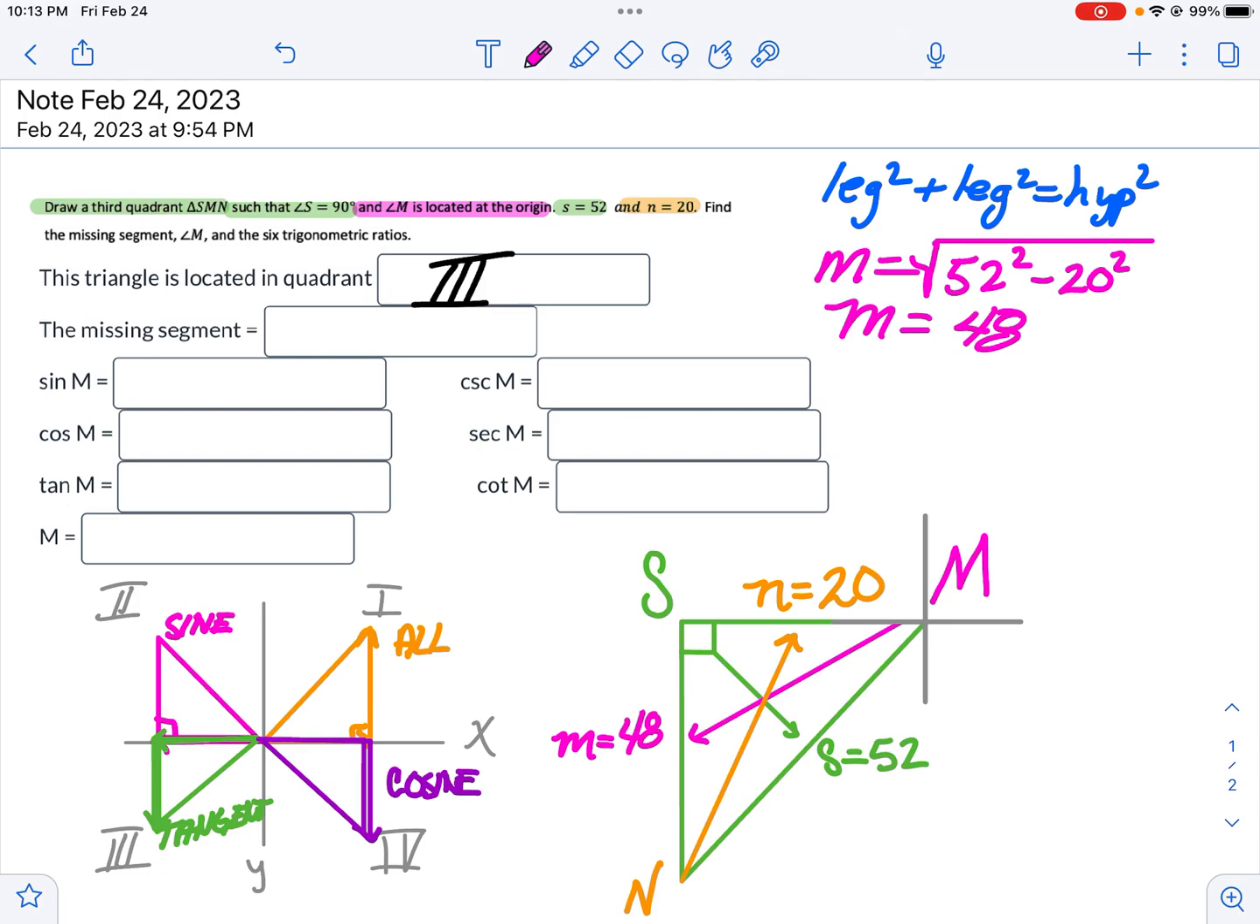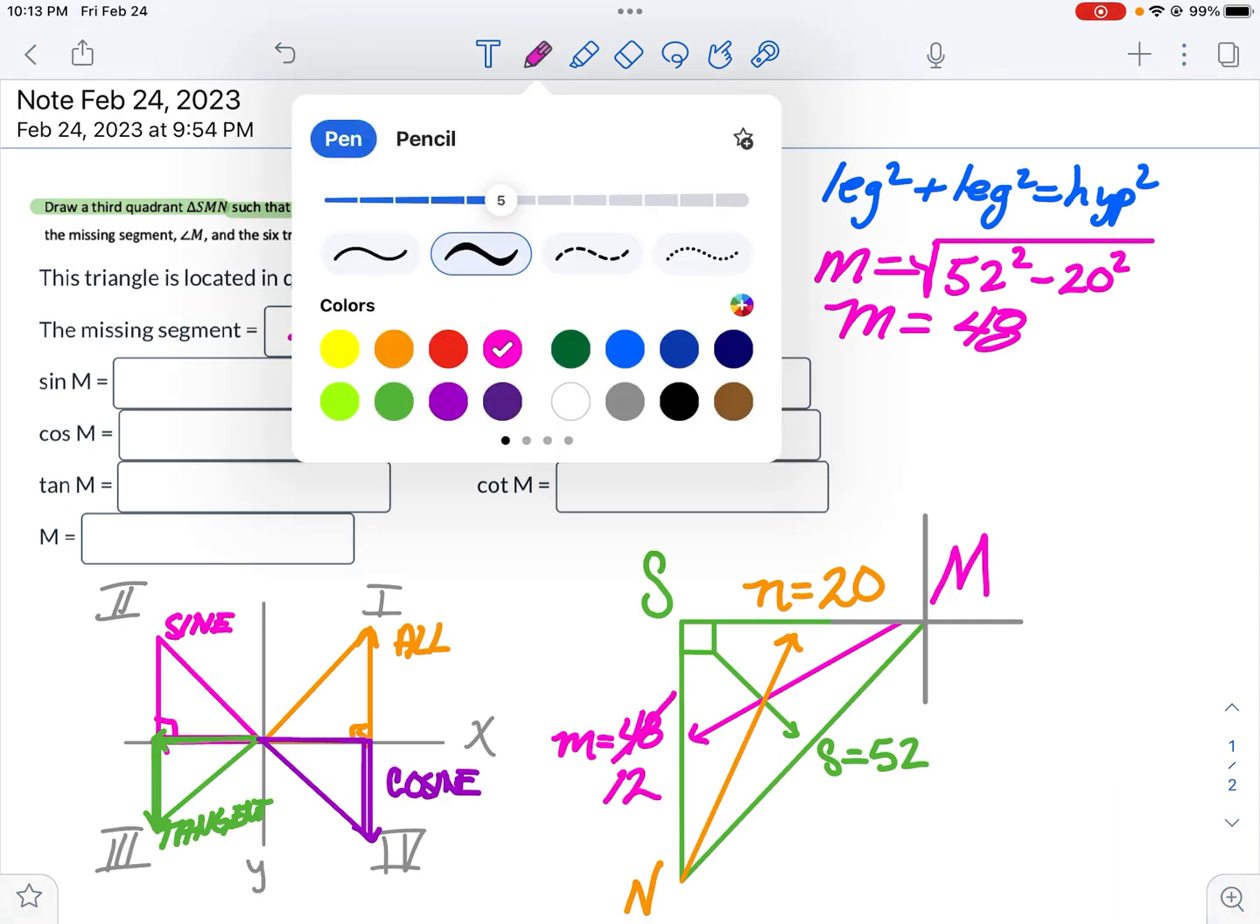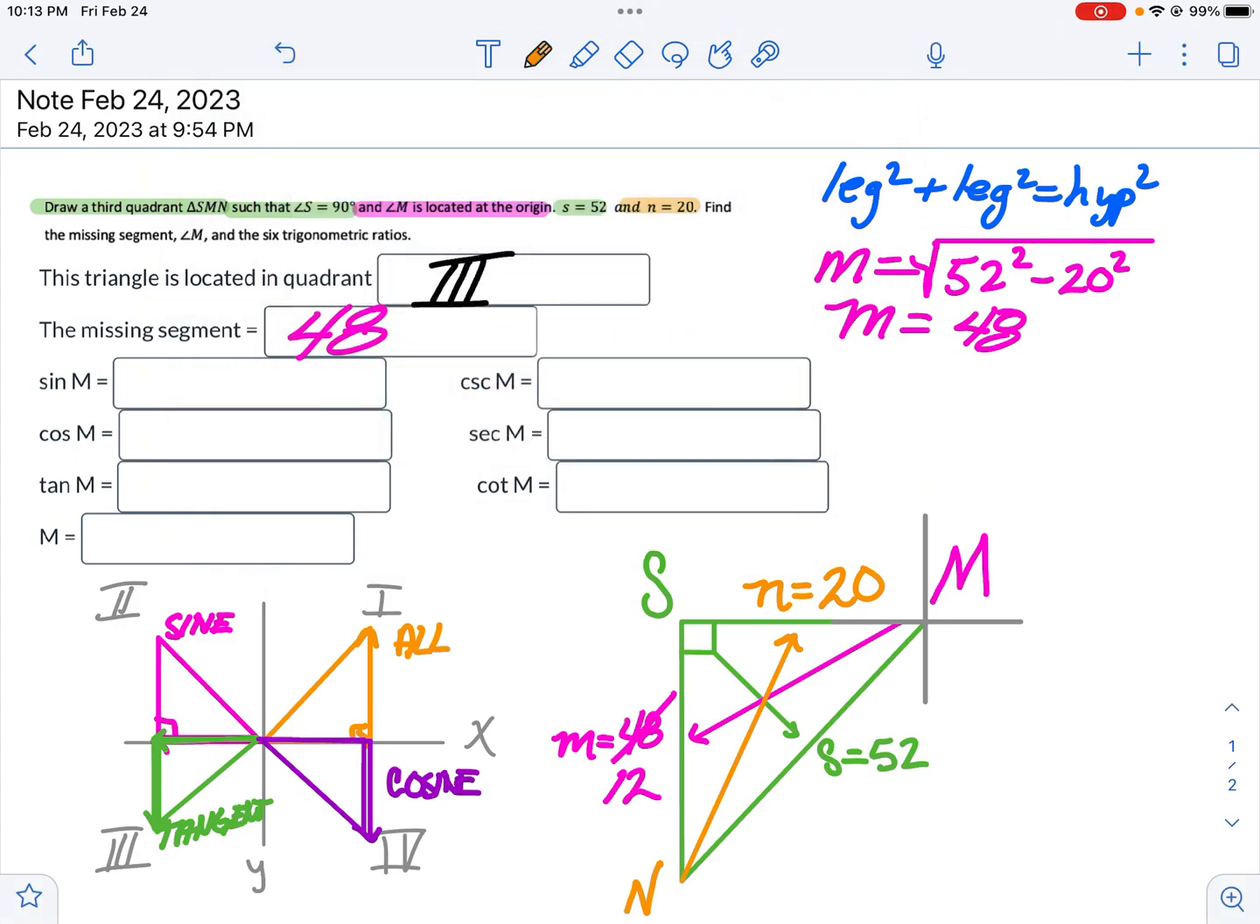Okay. Now what I notice is that all these numbers are multiples of the number 4. So I'm going to take 48 divided by, well, first of all, I'm going to put down that this is 48. And now that I've done that, I'm going to say 48 divided by 4 is 12. 20 divided by 4 is 5. And 52 divided by 4 is 13.